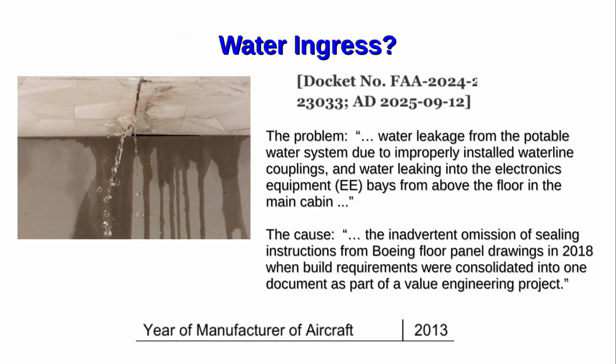One person has suggested that water ingress into the EE bay caused a short circuit leading to total electrical failure and was the true cause of the early deployment of the RAT. This person has repeatedly pointed to Airworthiness Directive AD 2025-09-12 and questions whether Air India had implemented it in the aircraft at issue, suggesting that Air India's inattention to maintenance may have been a factor. However, if you read the AD carefully, it points out that the root cause for the directive occurred in 2018. The aircraft involved in the crash was built in 2013. I don't think that particular directive applies here.